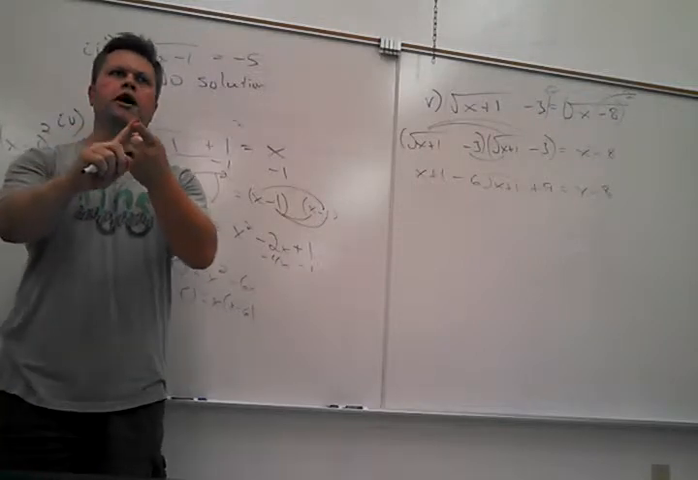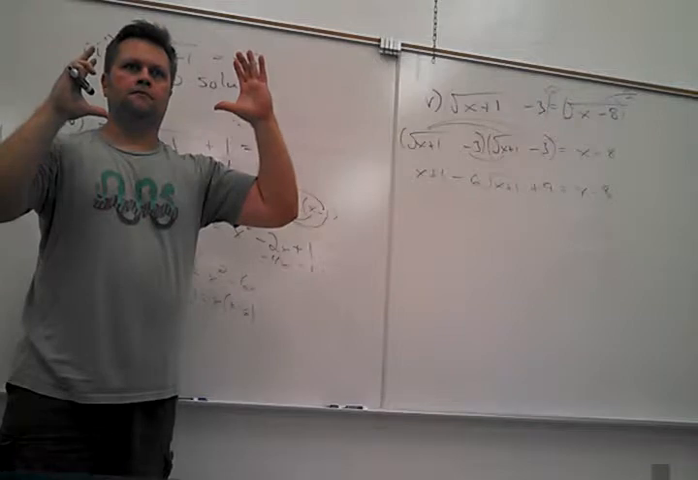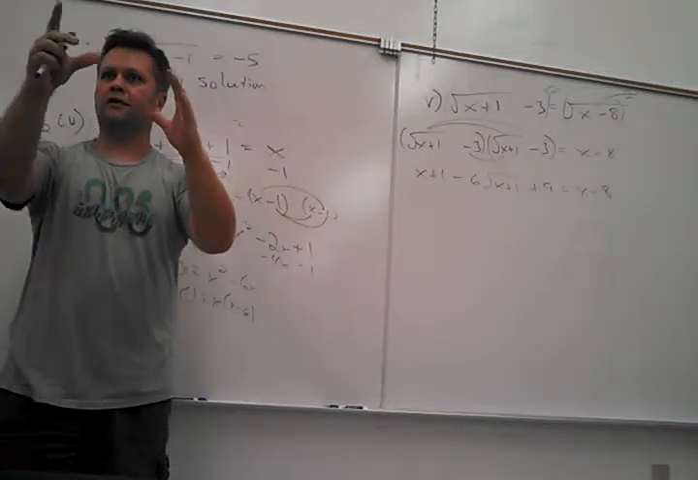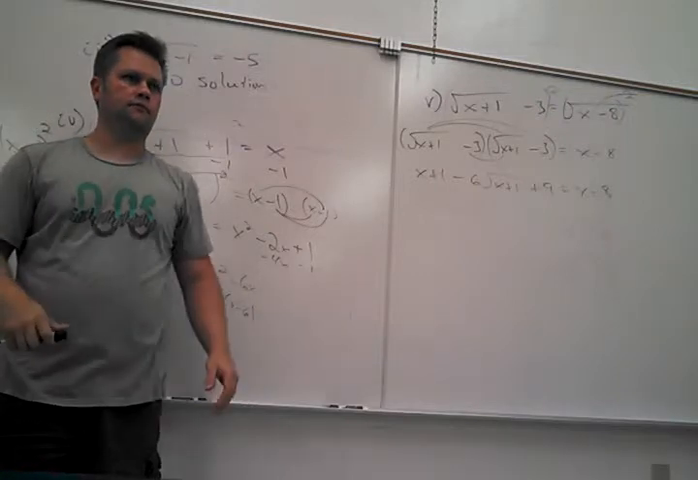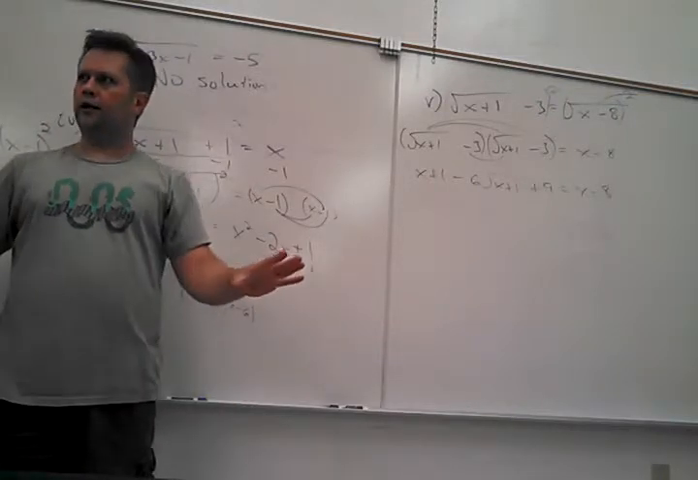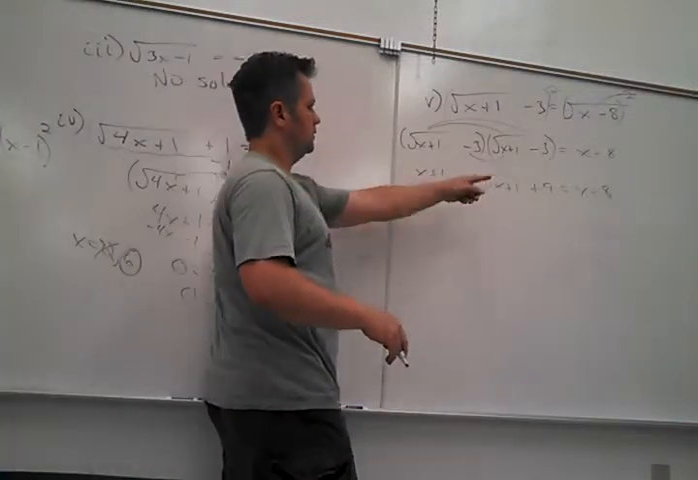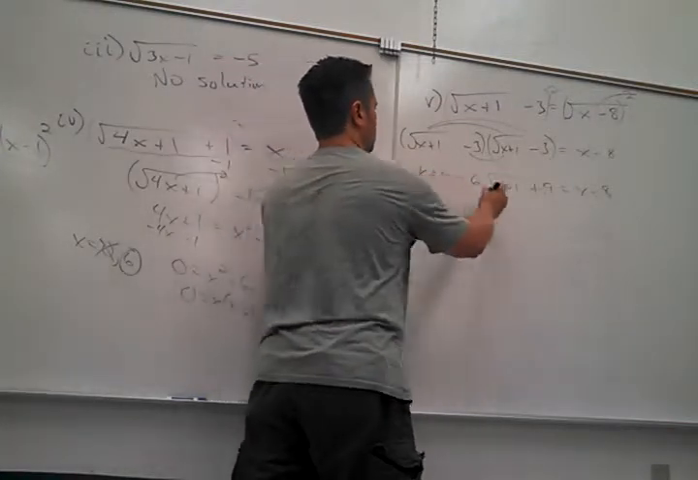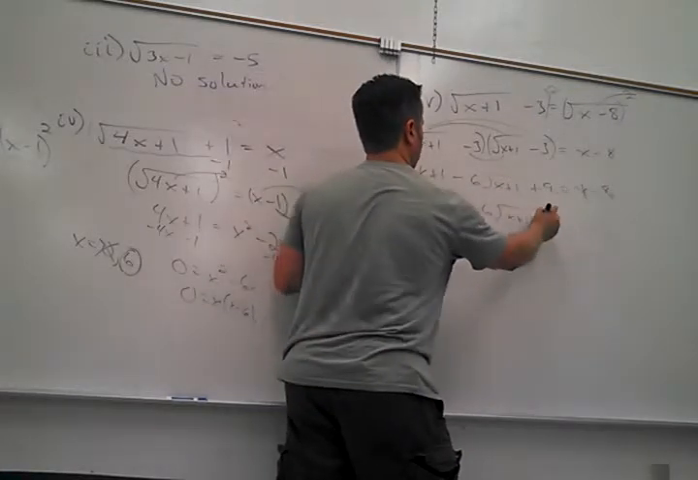We killed one radical. Now I can get the other radical by itself. I love it. I need that other radical by itself and kill it. Right? I've got to do it one at a time. What happens with the x's? Nothing. Cancel. Then I get 10 minus 6 radical x plus 1 equals negative 8.